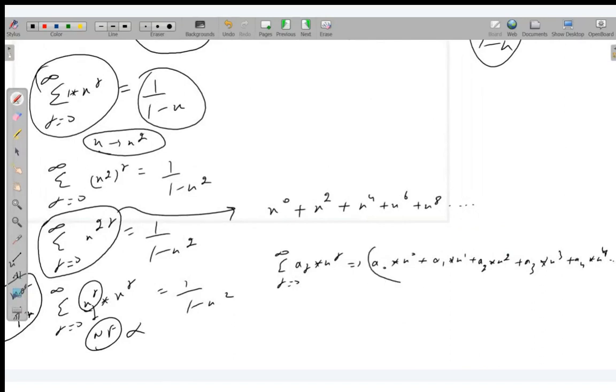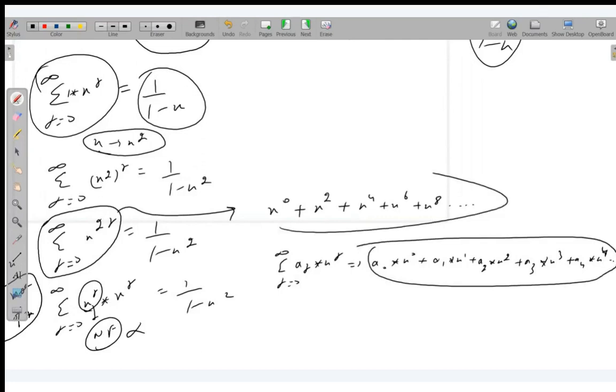Now try to link this with this. What have you got? a0 into x power 0, and x power 0 we have got, so a0 is 1, 1 multiplied by this. Now x power 1 into a1. So a1 should be 0, right? That's why we have not got the x power 1 term. So a0 is 1, a1 is 0. I am just comparing. a2 into x power 2, and we have got x power 2 here, so a2 is 1, a3 is 0, a4 is 1, and so on.